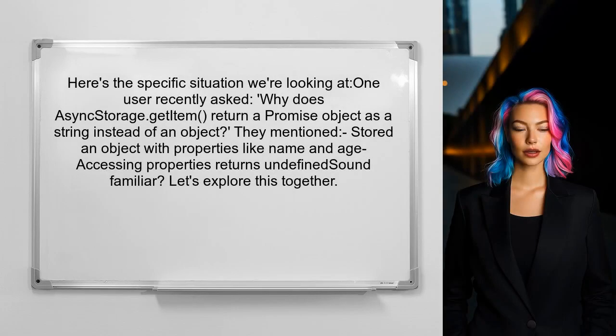Here's the specific situation we're looking at. One user recently asked, why does async storage.getItem return a promise object as a string instead of an object? They shared that they stored an object with properties like name and age, but when they tried to access these properties, they found them undefined. Sound familiar? Let's explore this together.